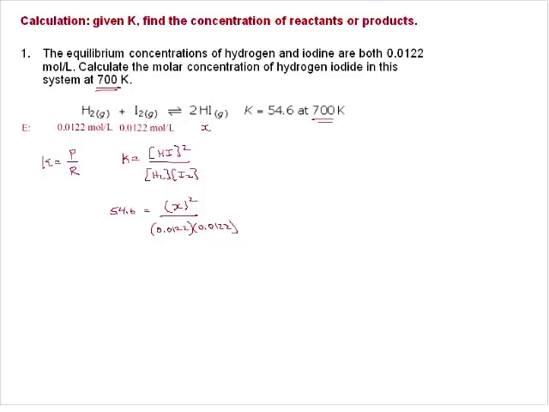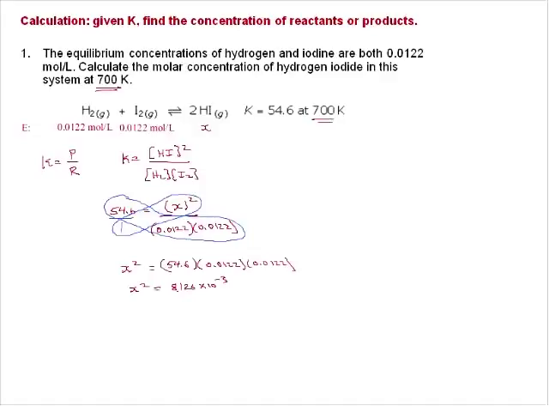Now in this particular case, we want to solve for X. So what we're going to do is simply cross multiply here. All right, to solve for X, so we're going to cross multiply these guys. So it's going to be 1 times X squared equals 54.6 times 0.0122 times 0.0122. So there we go. So we get something that looks like that. All right. Now what we do is we simply solve the value on the right-hand side and solve for X.